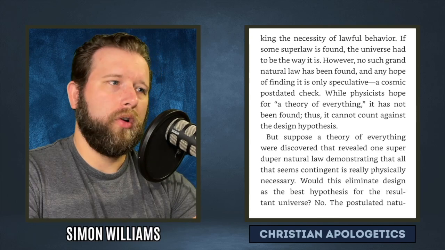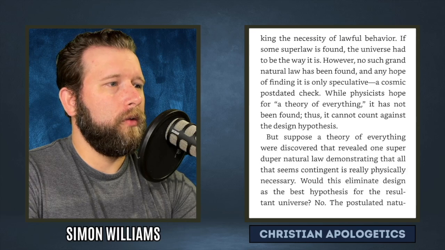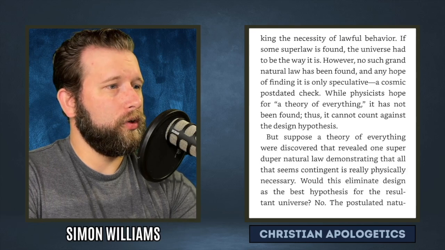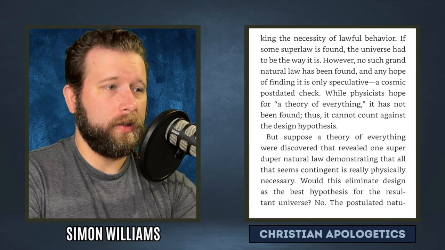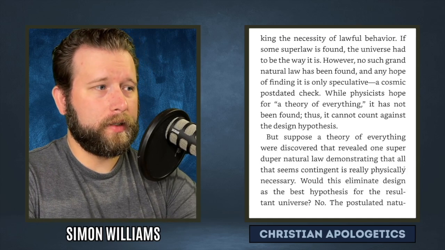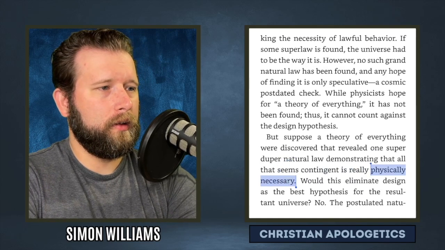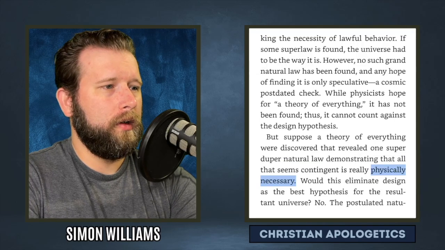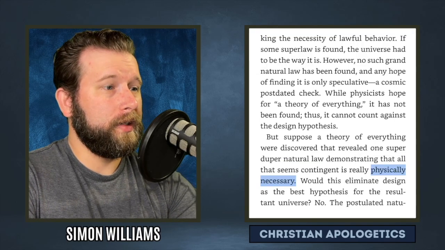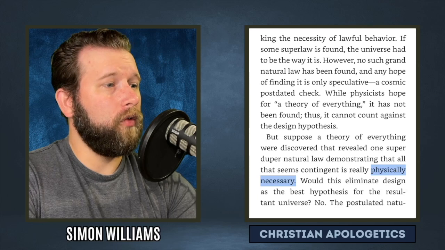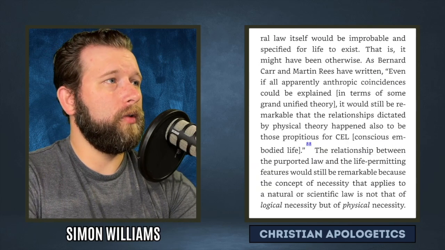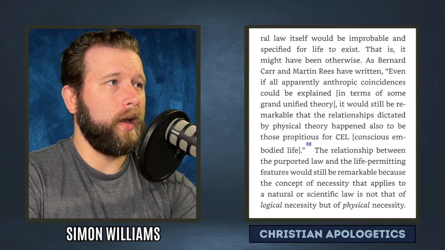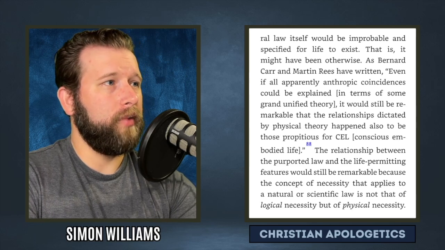So Groothuis continues, but suppose a theory of everything were discovered that revealed one super-duper natural law demonstrating that all that seems contingent is really physically necessary. Would this eliminate design as the best hypothesis for the resultant universe? No. The postulated natural law itself would be improbable and specified for life to exist. That is, it might have been otherwise.